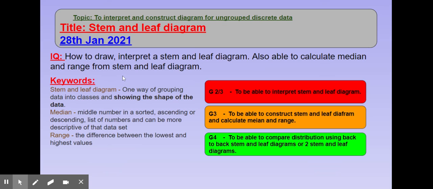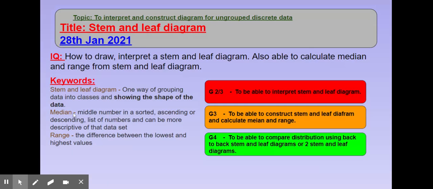Hello everyone. In this lesson, we're going to focus on stem and leaf diagrams. Our main inquiry question is to draw and interpret a stem and leaf diagram. Once we've drawn one, we're going to calculate the median and range from the stem and leaf diagram. A stem and leaf diagram is one way of grouping data into classes and showing the shape of the data. It's a visual representation as well as a good way of organizing data.